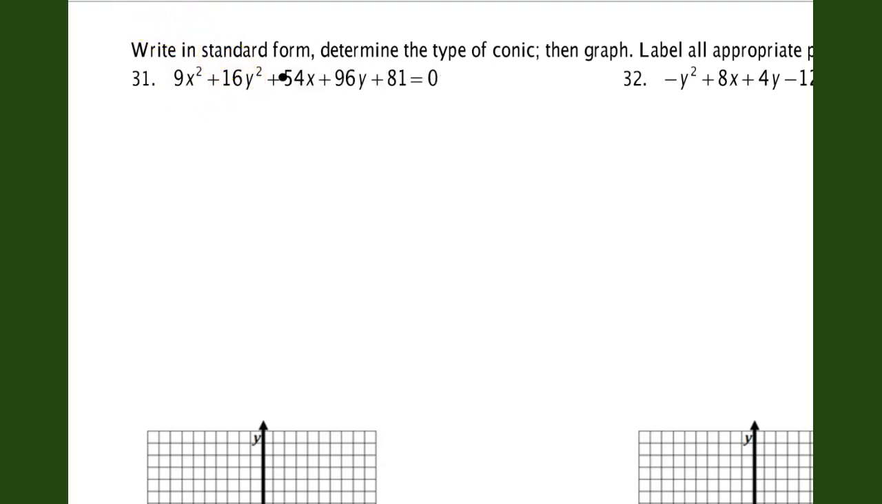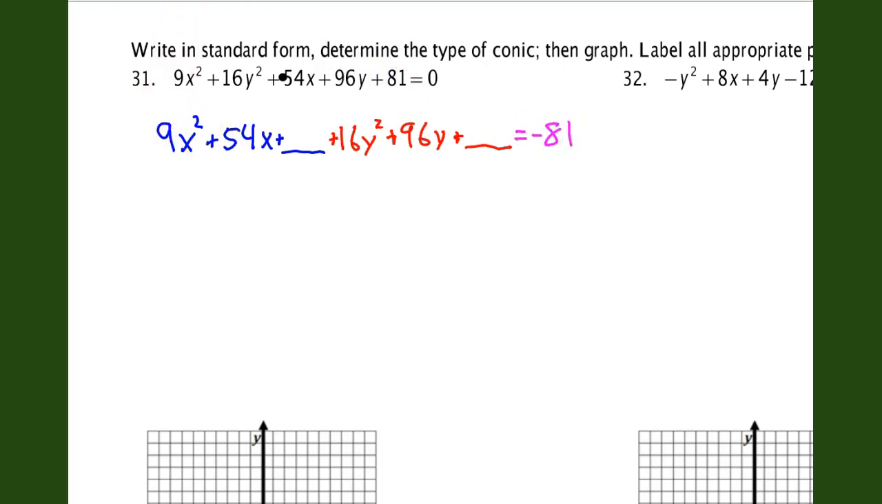And we can go through the same process we have for the others. Let's get the x's together. All right, leave a space to complete the square. Get the y's together. So we have plus 16y squared and plus 96y. And leave a space to complete the square. And it's going to be equal to negative 81.